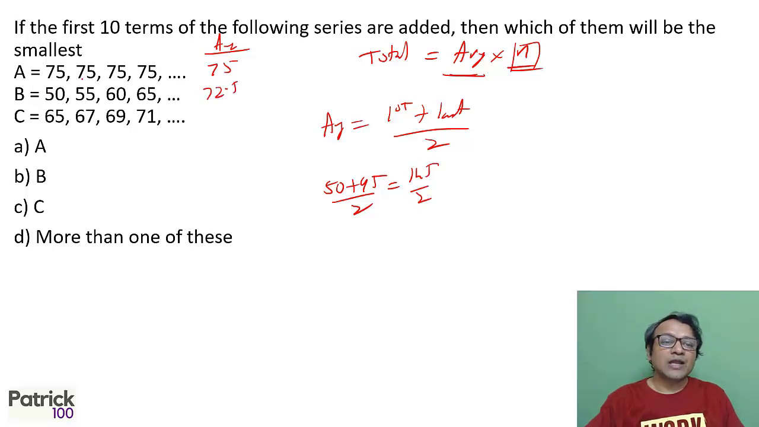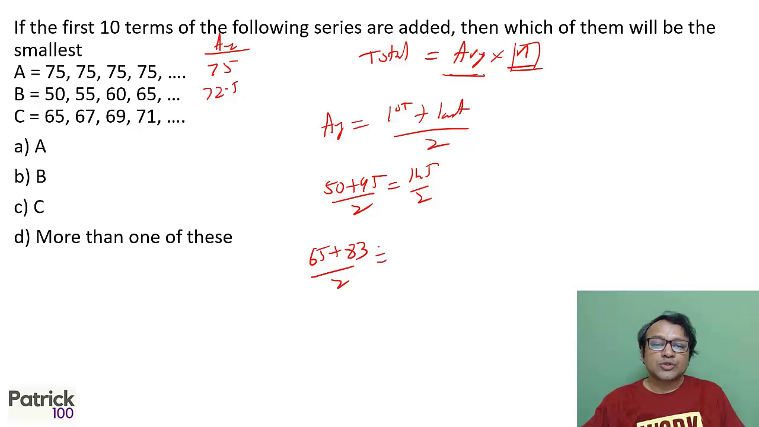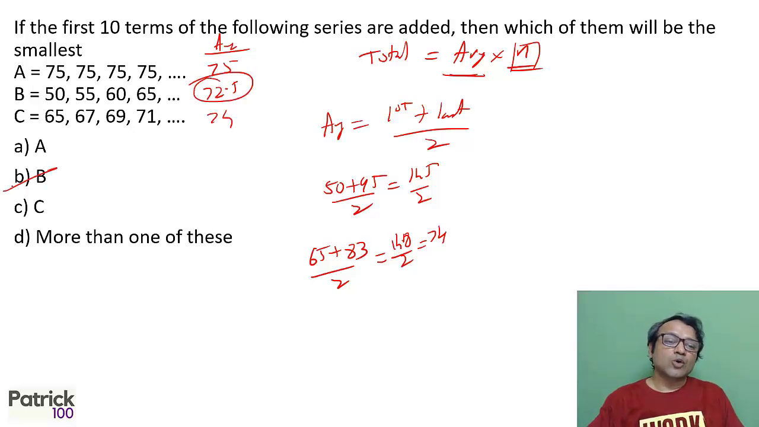If you keep on adding 5 nine times, basically adding 45, your last term will be 95. In the next case, the average will be 65 plus 83 upon 2, because if you keep on adding 2, you are adding 18 nine times. So the last term will be 83. Which you take out is 148 upon 2, 74. So from that you can make out the smallest average is for B. That will also be the smallest total. B.